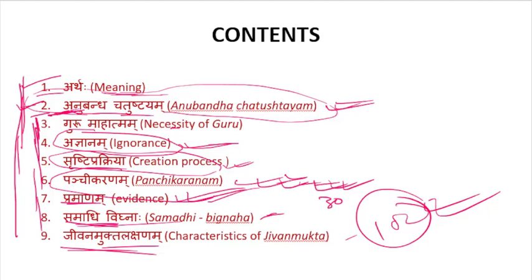We have discussed the meaning of Vedanta, Anubandha Chatushtayam, the necessity of the Guru, and we have classified Ajnana and seen its types. We have also seen the evolution, Srishti Prakriya. Now we are going to see the Panchikaranam. Panchikaranam is a kind of special evolution.